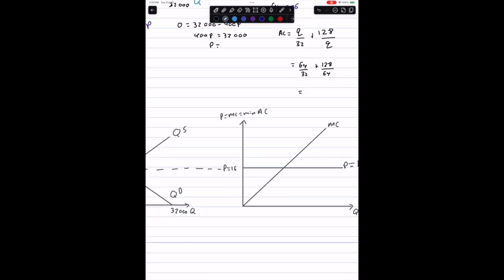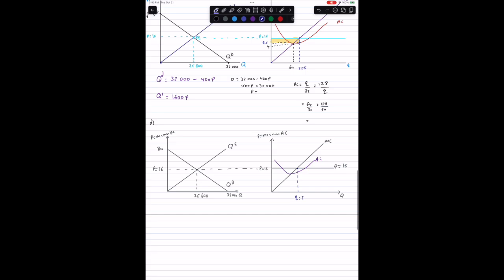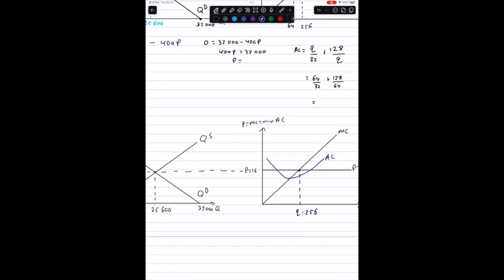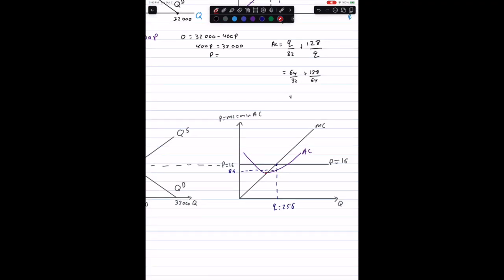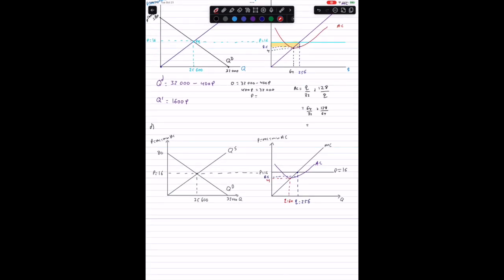And we know we're going to have our average cost line like this. We know at this point Q is equal to 256. Price is equal to 16. The average cost is equal to 8.5. Remember, we did this earlier in the question. Average cost is minimized when Q is equal to 64 and price is equal to 4. Right? Now, what happens in the long run?